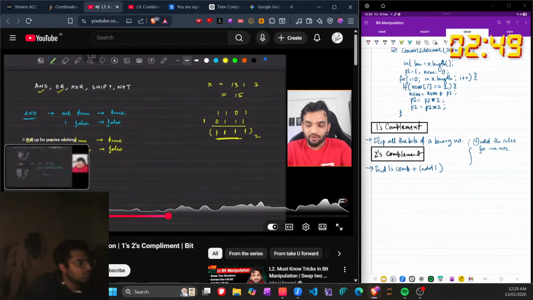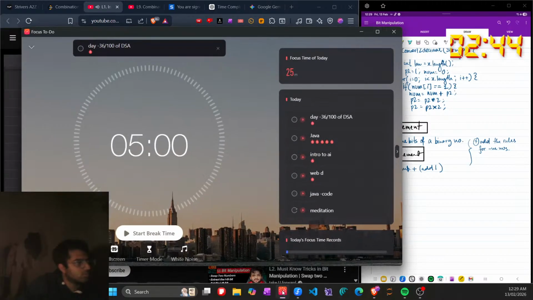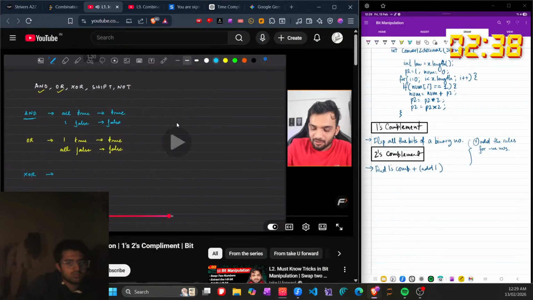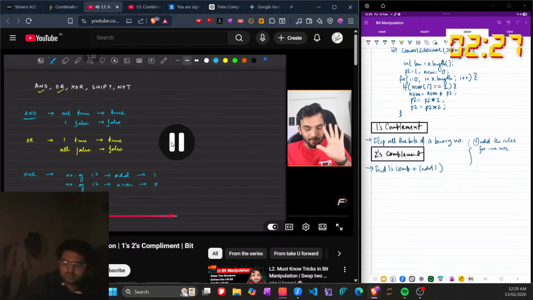So what is the next one? XOR. So let's understand the XOR operator now. XOR operator is very simple. If you have number of ones as odd, you'll always get 1. If the number of ones are even, you'll always get it as 0. Remember.